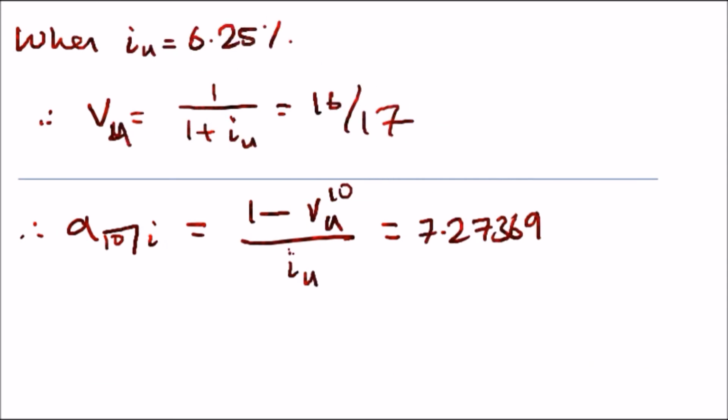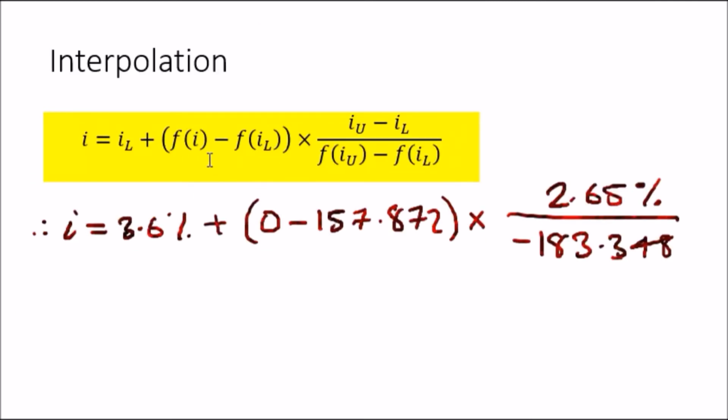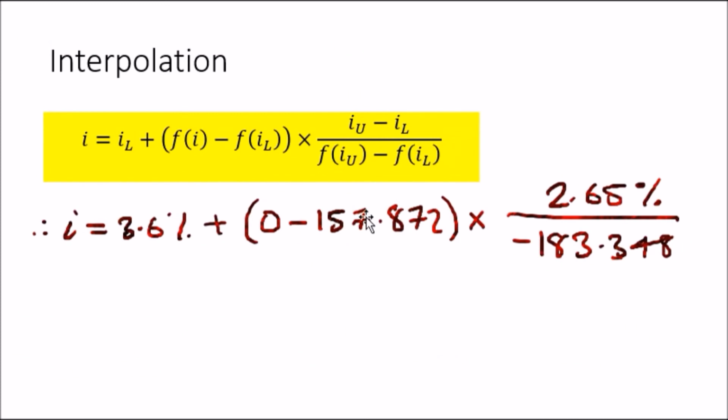Repeat the same method as illustrated, and you should get a negative answer for the function, which is actually good, by the way, because you need a negative, otherwise this formula will mess up. Remember, this becomes negative: 0 minus the lower bound function, which is positive, so it'll be minus 157, and times against the ratio, so subtract the rates over the subtraction of the functions, and you should get that.